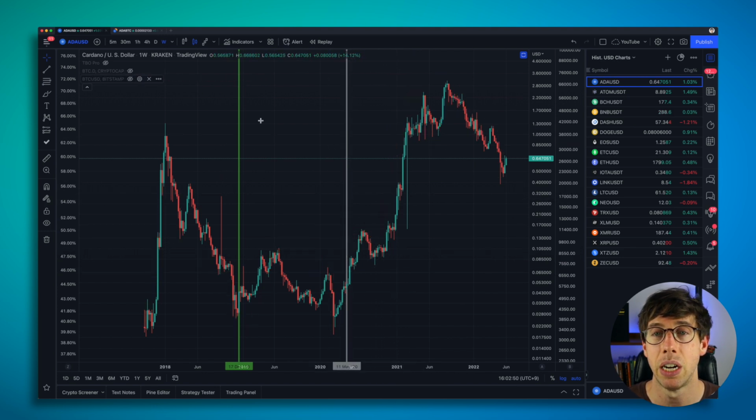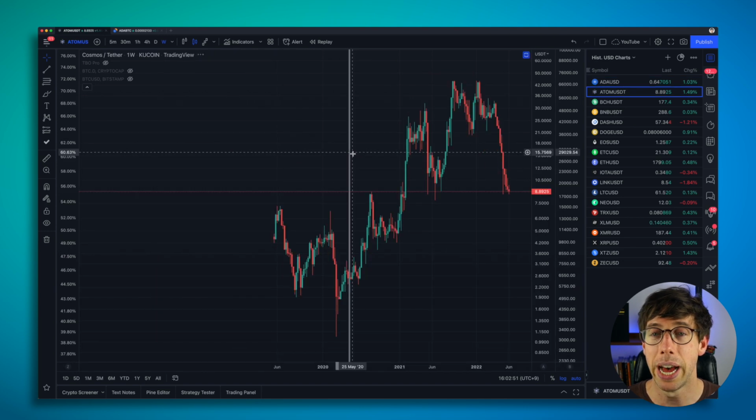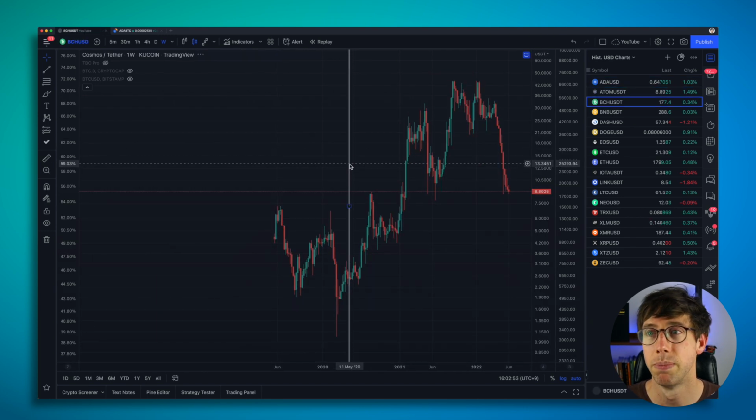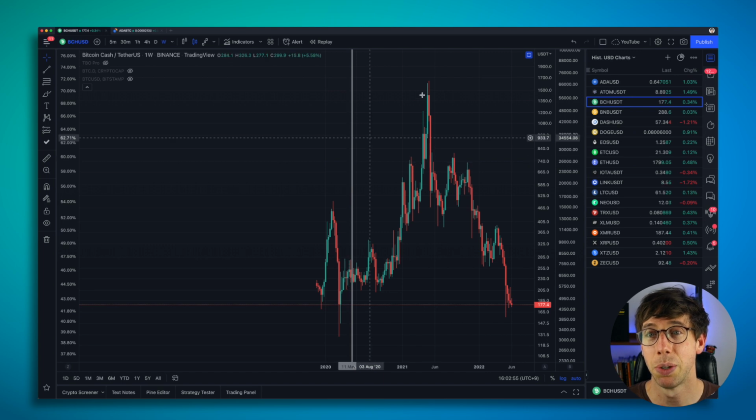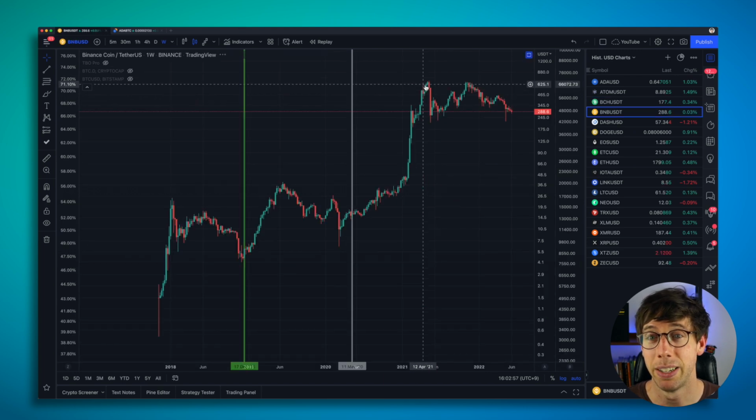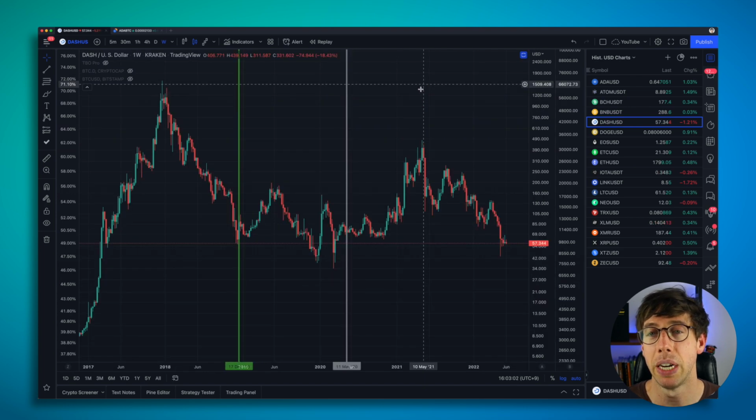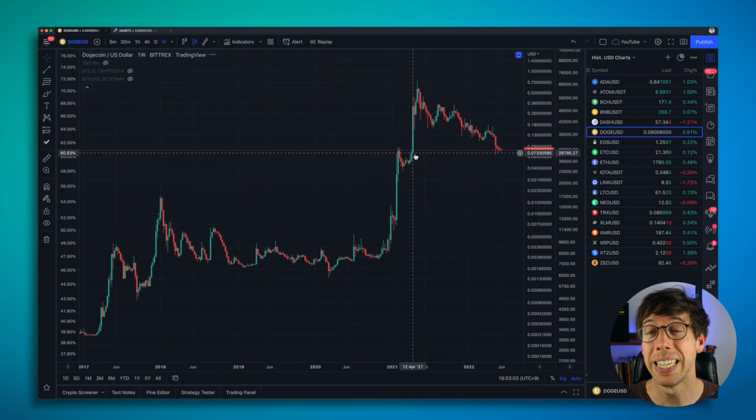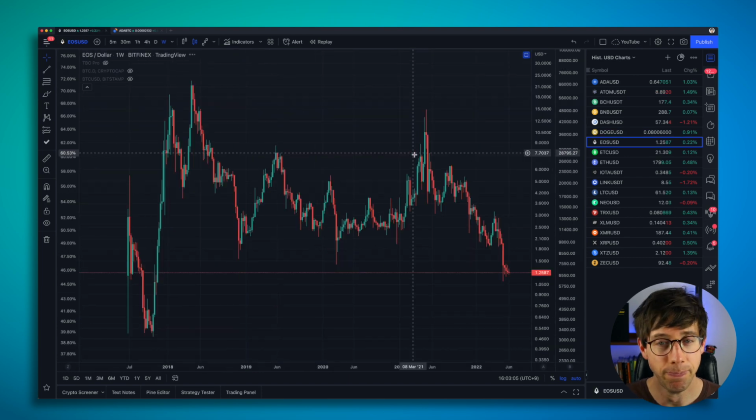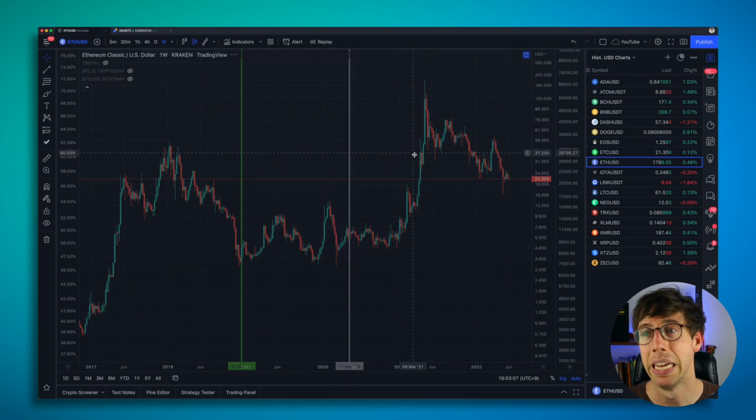So let me actually turn this off so it's easier to see. So here's Atom moving up. Bitcoin Cash moved up. BNB moved up considerably. There was news, but again, it moved up. Moves up, not staying up, but it moved up. Same story.